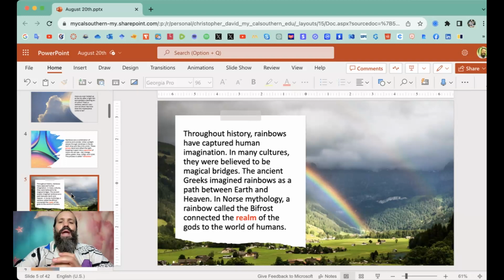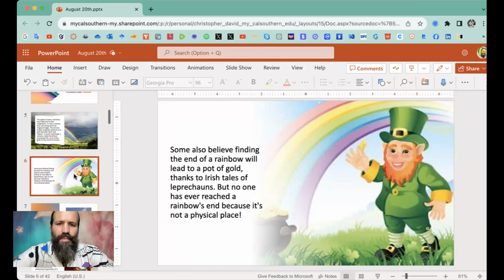Throughout history, rainbows have captured human imagination. In many cultures, they were believed to be magical bridges. The ancient Greeks imagined rainbows as a path between earth and heaven. In Norse mythology, a rainbow called the Bifrost connected the realm of the gods to the world of humans. Some also believe finding the end of a rainbow will lead to a pot of gold, thanks to Irish tales of leprechauns, but no one has ever reached a rainbow's end because it's not a physical place.